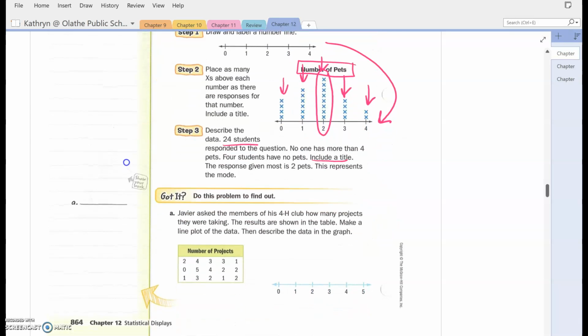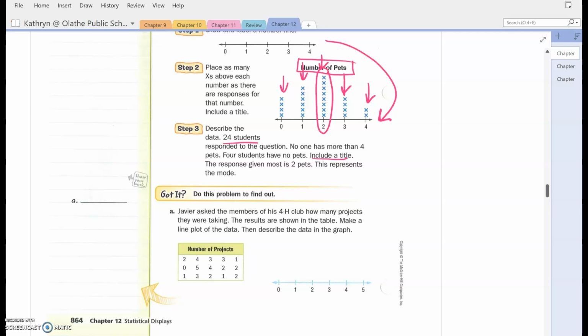Okay, so take a look here. It says Javier asked the members of his 4-H club how many projects they were taking. The results are shown in the table. Make a line plot of the data, then describe the data. Well, the first thing you need to do is you need to make sure you have a label on it, okay, a title. So we're going to go ahead and put number of projects so that we have a title on there, okay? The next thing we're going to do is we're going to go through and we're going to make a line plot.